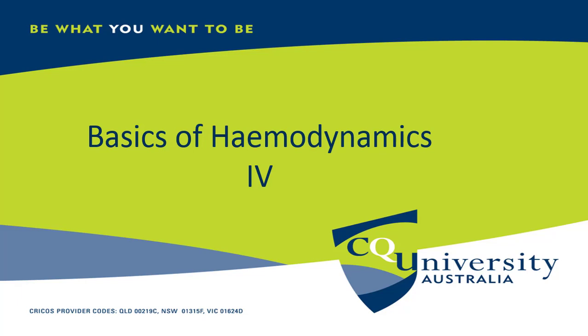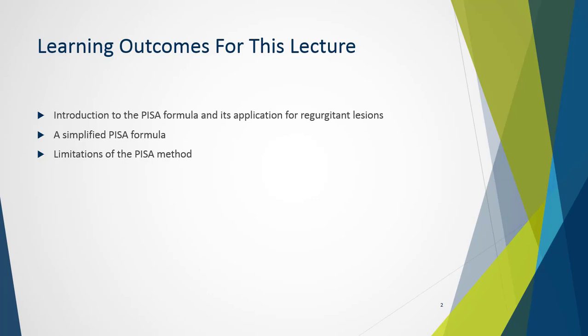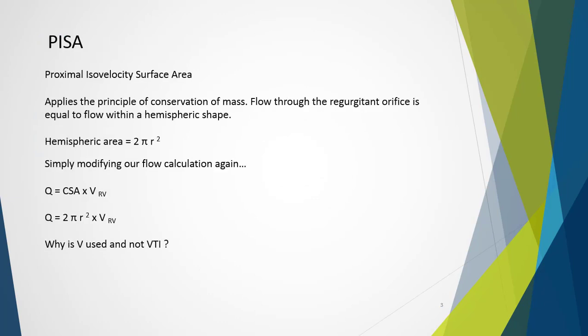Hello and welcome to our fourth lecture on the basics of hemodynamics. With this set of lectures, we're going to look into the PISA formula, the proximal isovelocity area, and its application for regurgitant lesions. Then we'll also address a simplified form of the PISA formula, and then we'll address the limitations that are associated with the PISA method.